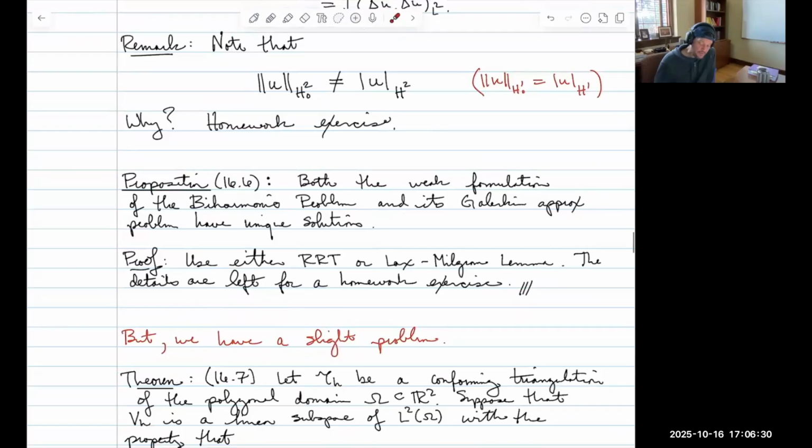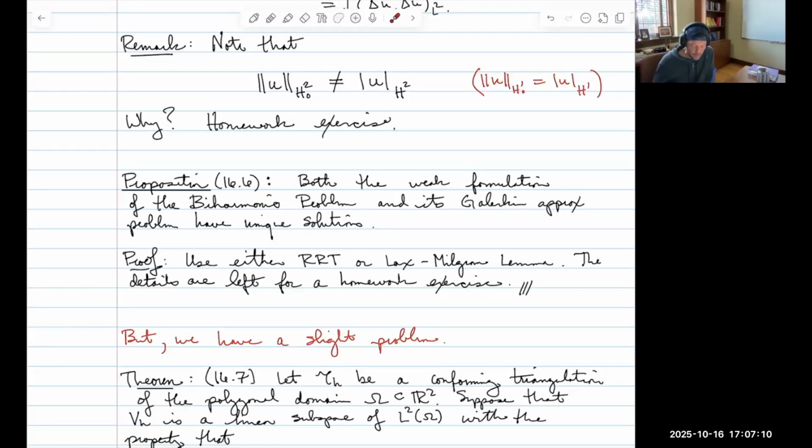Now, since we know that the bilinear form is coercive and continuous, both the weak formulation of the biharmonic problem and its Galerkin approximation problem have unique solutions. That's just because we have coercivity and continuity of the bilinear form.